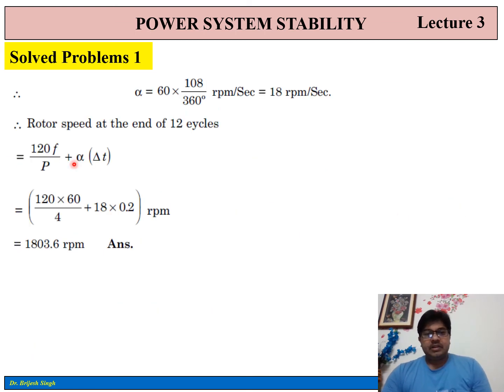Now alpha is equal to 60 into 1.8 by 360 rpm per second, which means it is 18 rpm per second. So the rotor speed at the end of the 12 cycle is 120 f by p plus alpha t, so we will get the answer 1803.6 rpm.